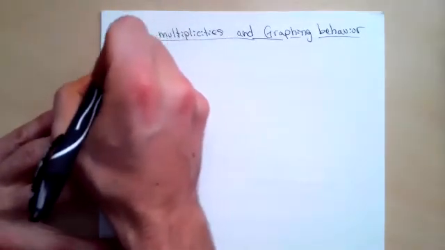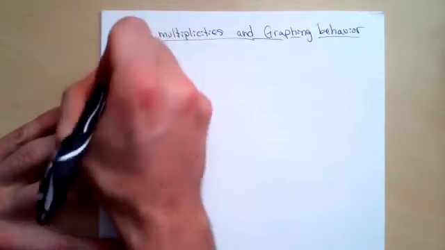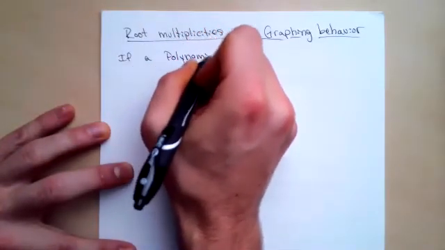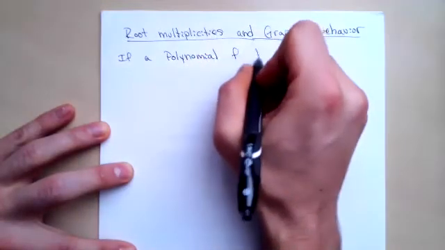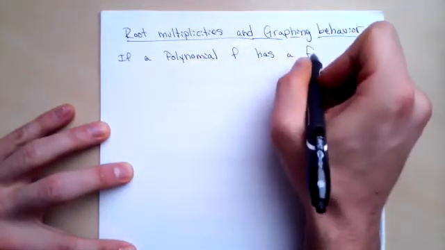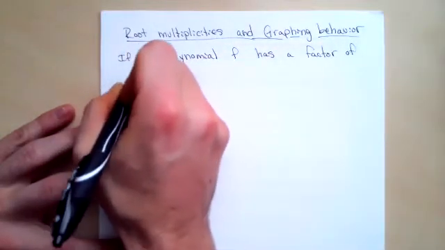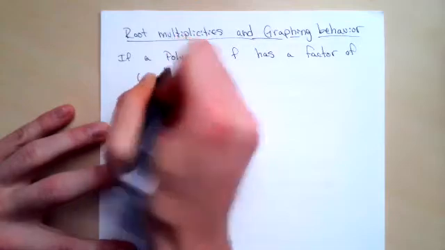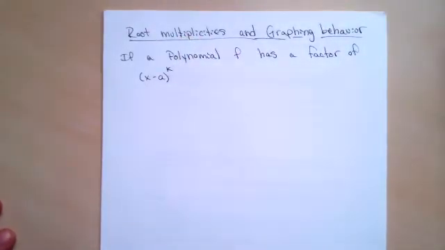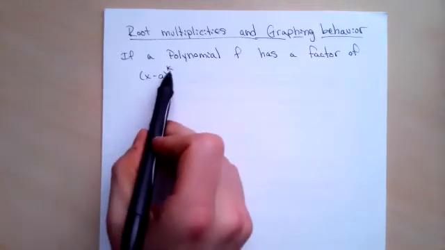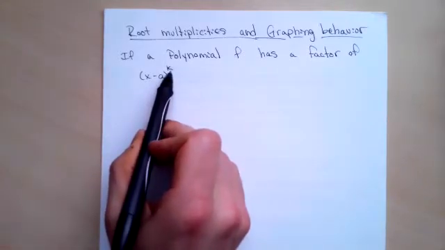So for a polynomial, if a polynomial f has a factor of, let's say, x minus a, raised to some power, we saw this in our last example. It was a 2x minus 3 quantity squared. And of course, there could be a coefficient there. We can factor out that constant if we need to. It's really this degree that we care about.